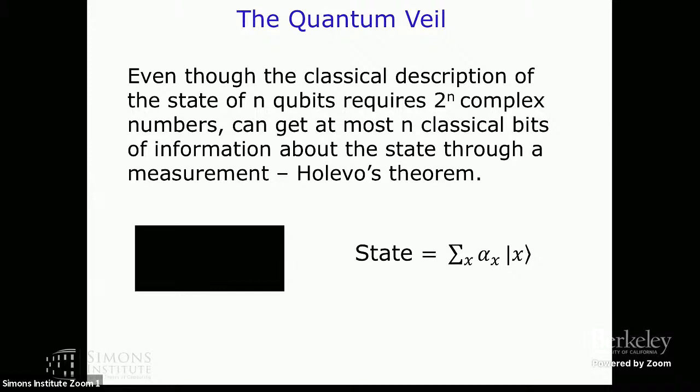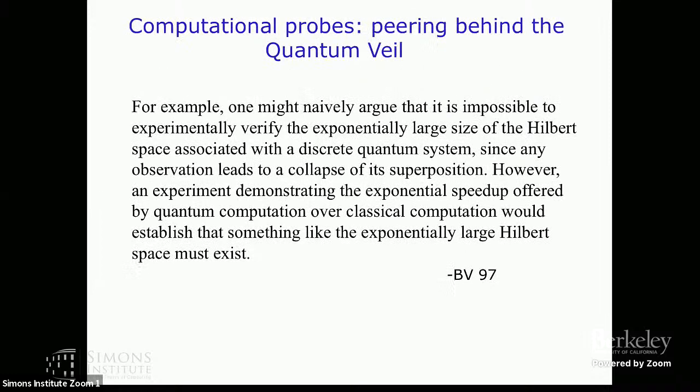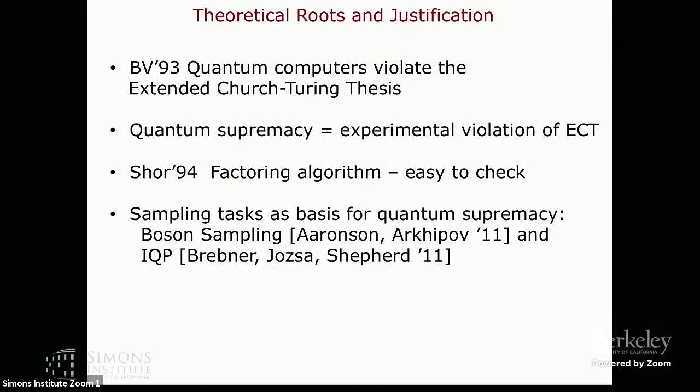And so in the early days of quantum computing, it wasn't lost on us that once you have a violation of the extended Church-Turing thesis, you get implicitly a way to probe Hilbert space and verify that the Hilbert space was exponentially large, right? So for example, if you were able to do an experiment demonstrating an exponential speedup, then you'd have a computational verification that there was an exponentially large Hilbert space. And so quantum supremacy is this very jazzy new term for an experimental violation of the extended Church-Turing thesis.